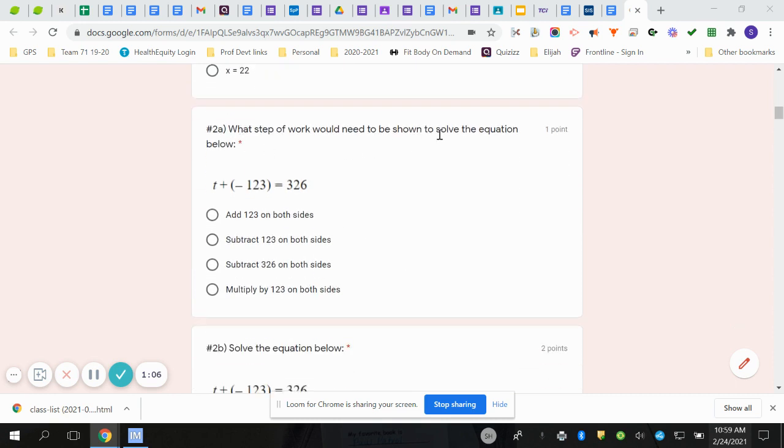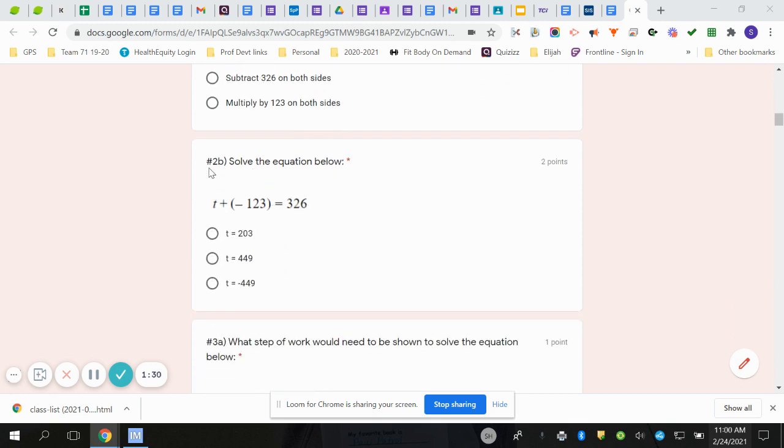What step of work would you need to be shown to solve the equation below? Remember, you cannot have two signs. You need to rewrite it on the side. Tell me whether you're adding 123 on both sides, subtracting 123 on both sides, subtracting 326 on both sides, or multiplying 123 on both sides. Again, you're going to take that equation and you're going to solve for the answer.